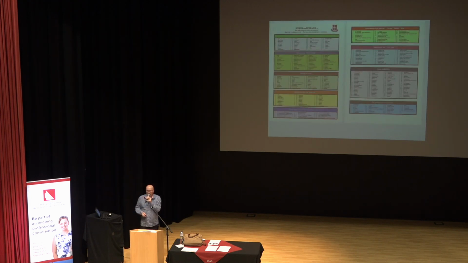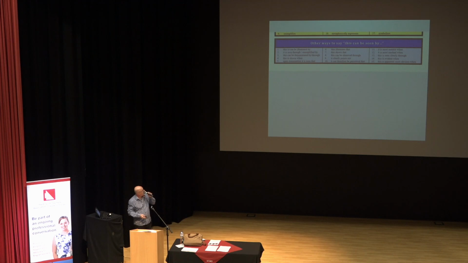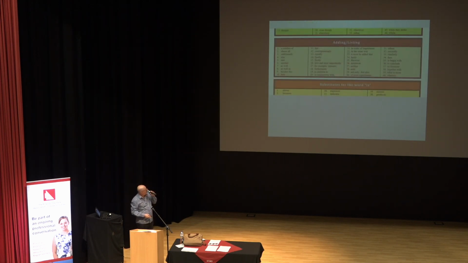So allowing our junior students to use this words and phrases sheet. I'll just have a zoom in of one of those. So, other ways to say this can be seen by. You've got some versions of that on your handout, you haven't got the whole thing there, but you've got some of those. Or we're adding or listing ideas, that sort of language. So we allow those things in the junior classes, but then we take away the training wheels, of course, when they have to get marked for the real deal.